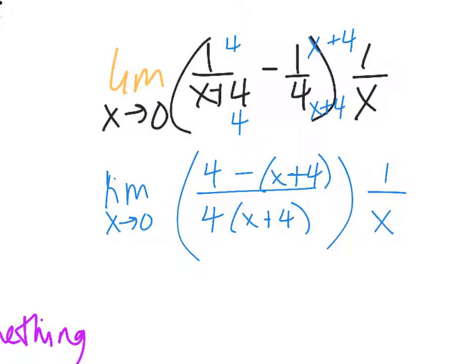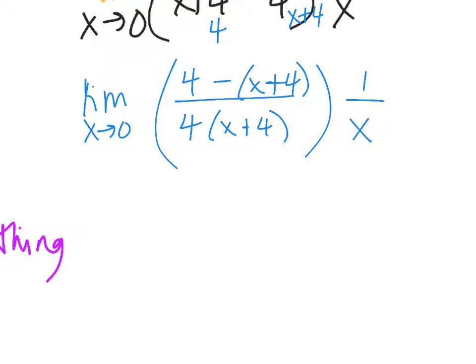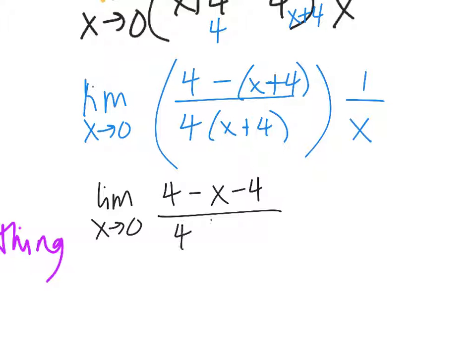We okay with that? No, those x plus 4s do not cancel out. You have that minus sign there in the middle and the top. Can't cancel out. The only way they can cancel out is if they were being multiplied. So I try simplifying the top and seeing where that gets me. So the limit as x goes to 0 of 4 minus x minus 4 over 4 times x plus 4, all times 1 over x.